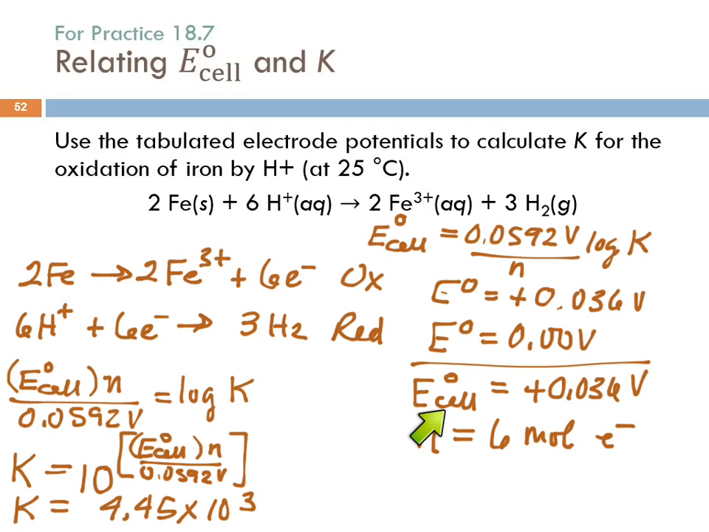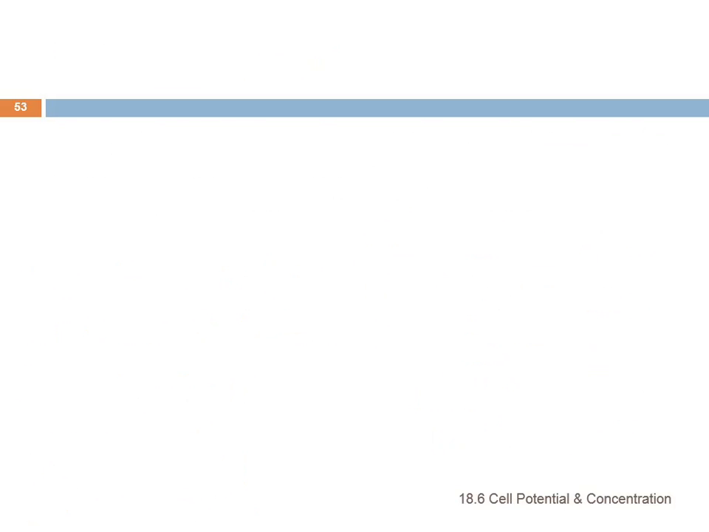Looking at the cell potential, is this a spontaneous reaction? Yes. Just barely, but it is. It's a small number of volts, but it is positive. And our K is greater than 1, which also suggests a spontaneous reaction, a reaction that favors the products as opposed to favoring the reactants. Any questions? We're going to stop there.